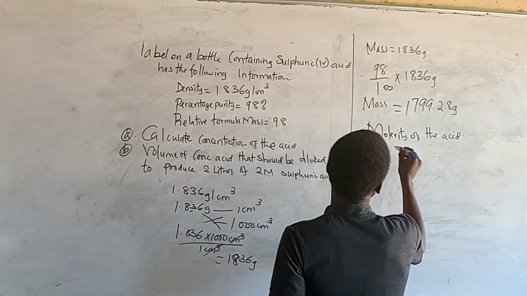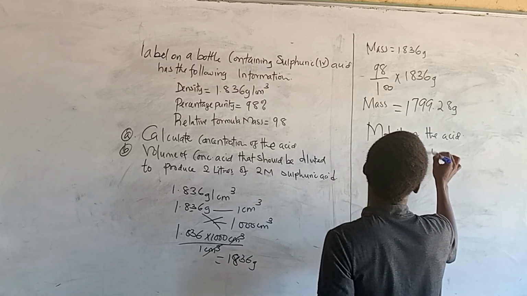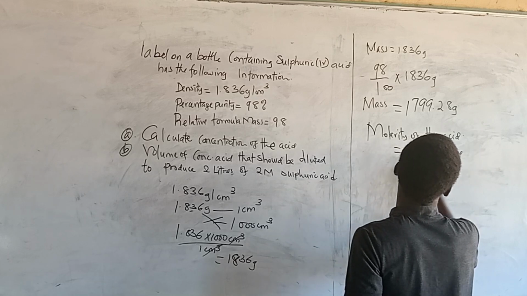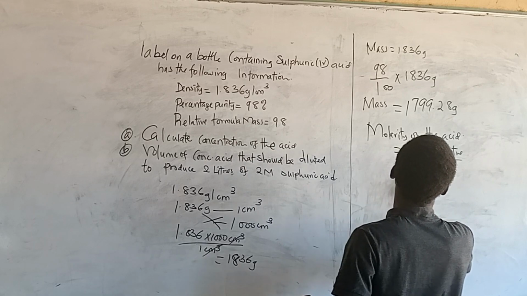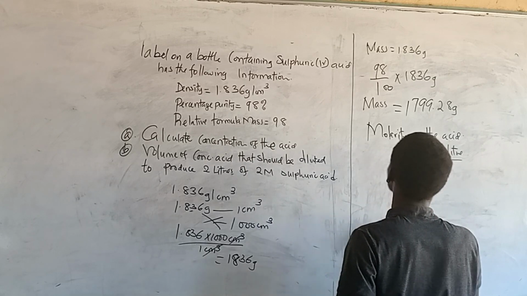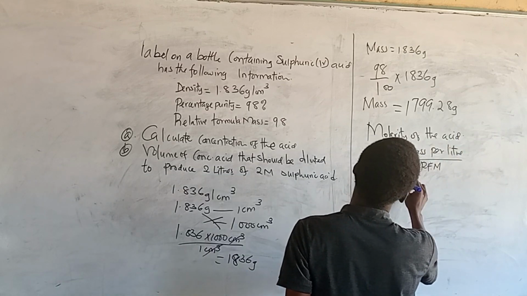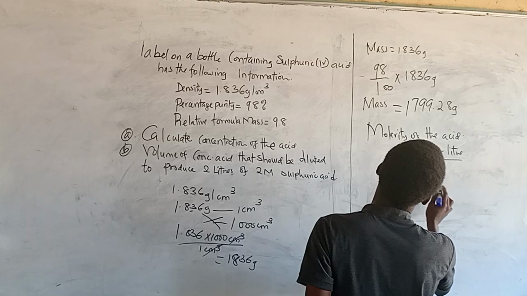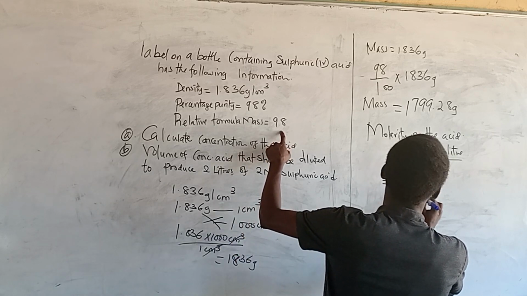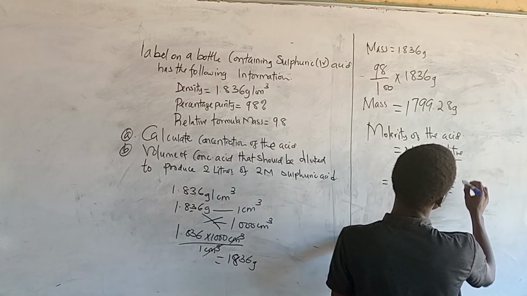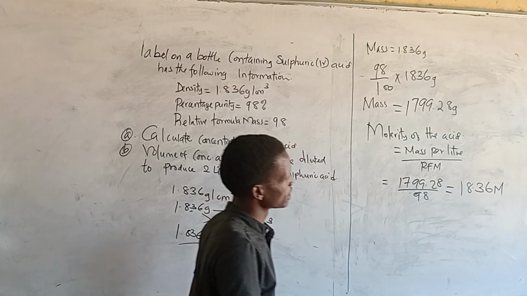So molarity is given by, as you know, mass per liter divided by the relative formula mass. So here we are going to have 1799.28 divided by what we are given here, 98. That will give us 18.36 M. So this is the molarity of the concentrated acid.